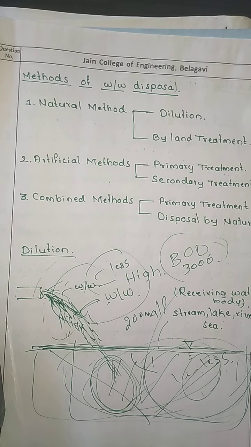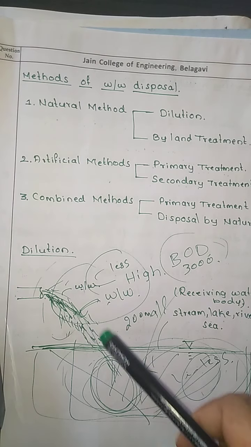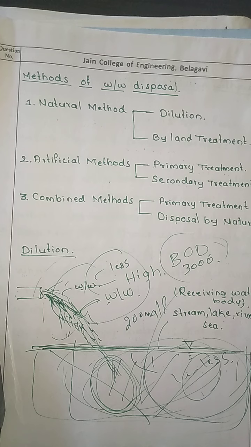But why do we do it? Suppose more concentrated wastewater is disposed into a smaller quantity of receiving water body, then what would have happened? Right? The concentration of the receiving water body would have increased.